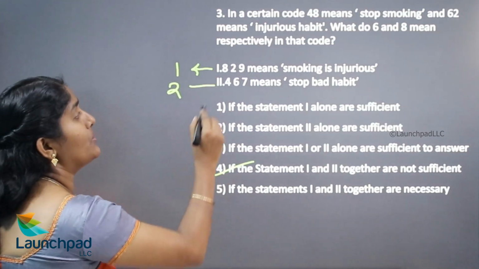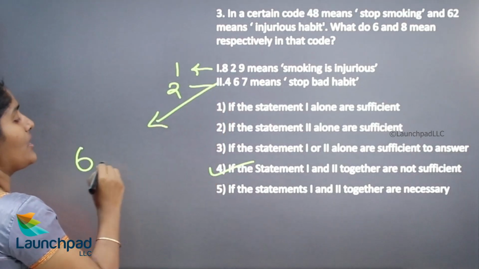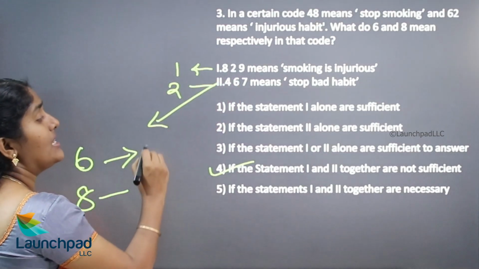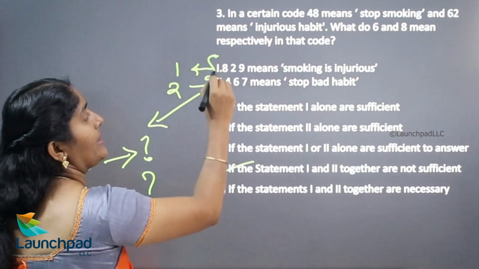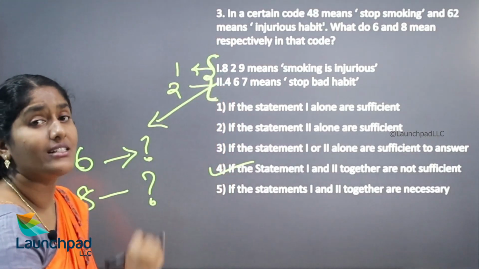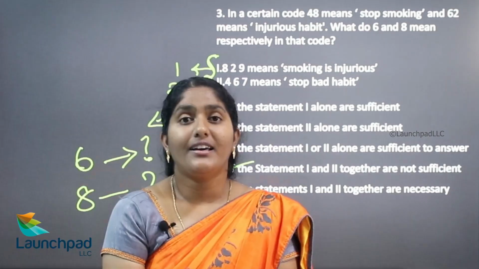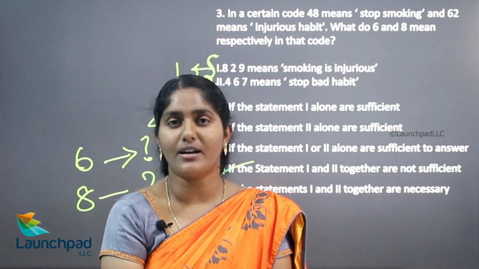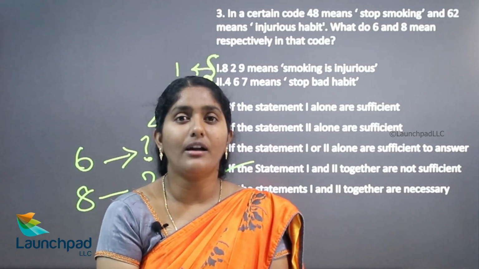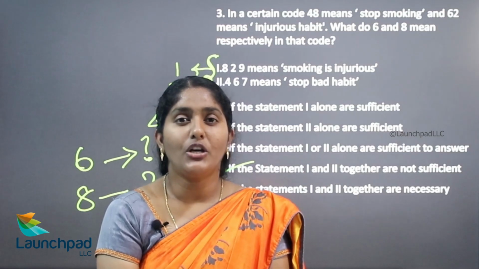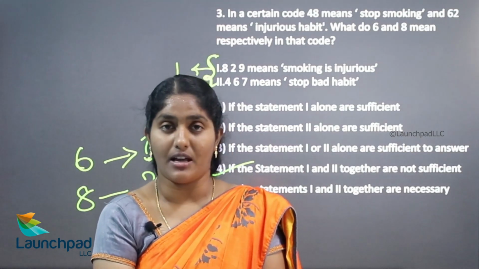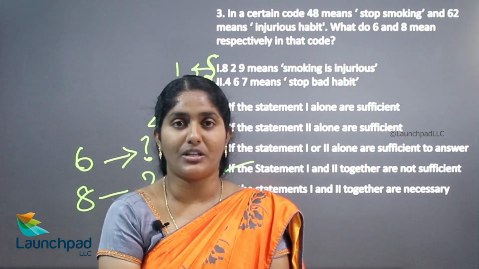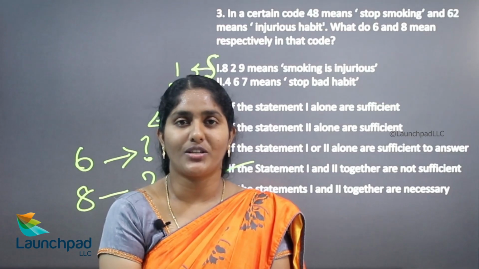Here we are not able to say what the word for code 6 is and what the word for code 8 is. Why? Because no proper data is available. It is called insufficient data. In this video we discussed some questions based on coding and decoding. While attempting data sufficiency questions, you must know the remaining concepts thoroughly. Then only can we say the answer for this type of question. Thank you so much for watching.